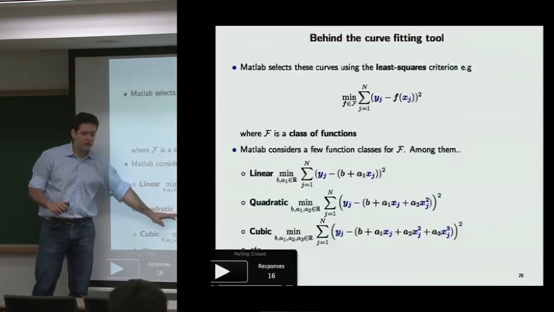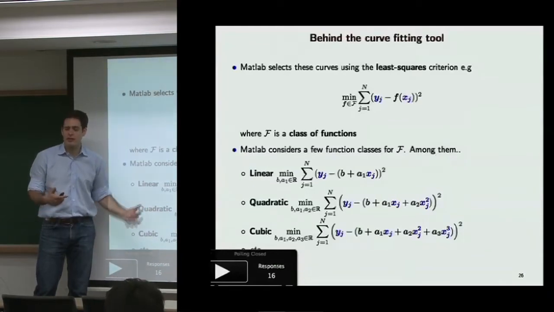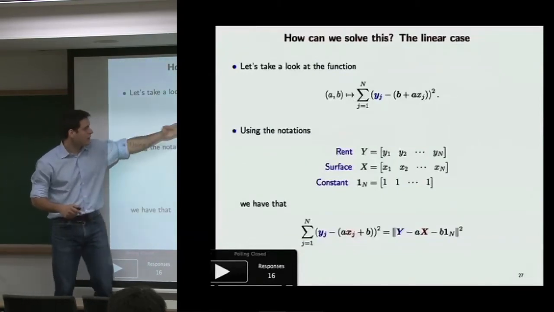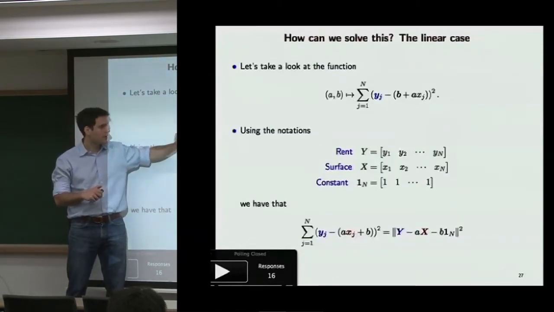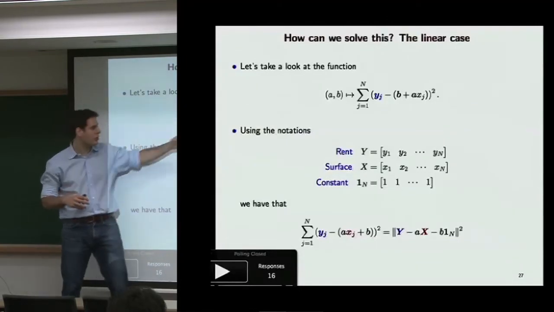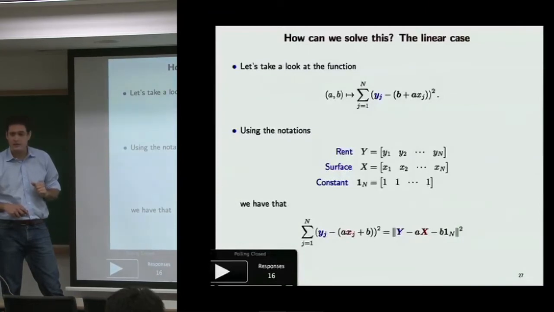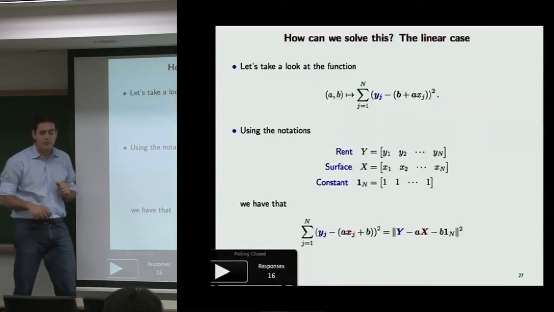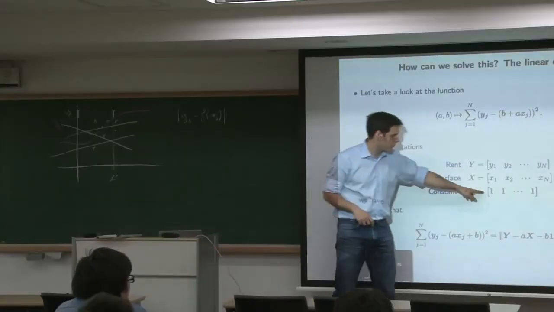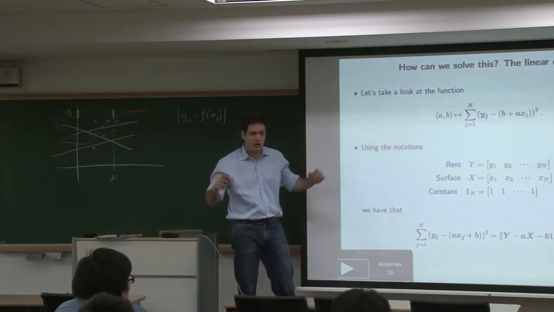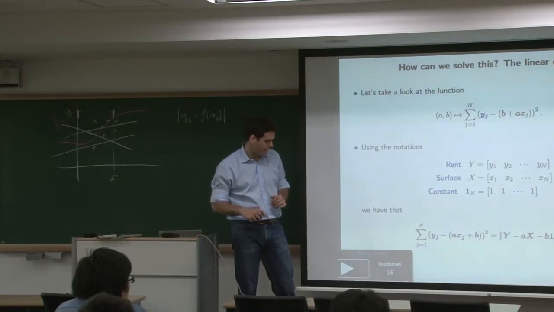So it seems that those three cases are different, but from a mathematical point of view, they are exactly the same. Why? Because of the following. Let's look at the function which to a and b associates this loss. Such a cost here is also called the loss. Let's use some matrix notations. Let's write that the vector of rents is y, and the vector of surfaces is x. Okay? And then I will add some constant vector, which will be ones everywhere, and it will be of length big N. Okay? All of those three vectors are row vectors of length n.